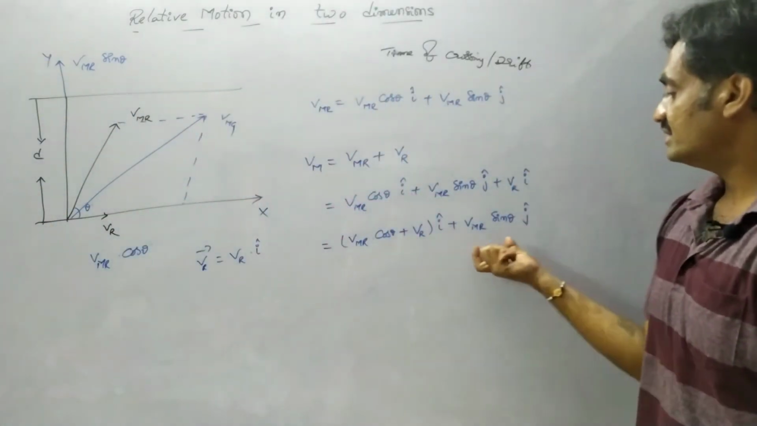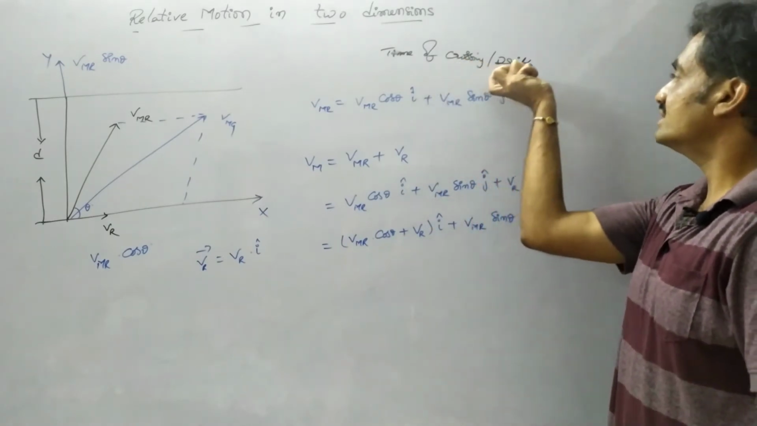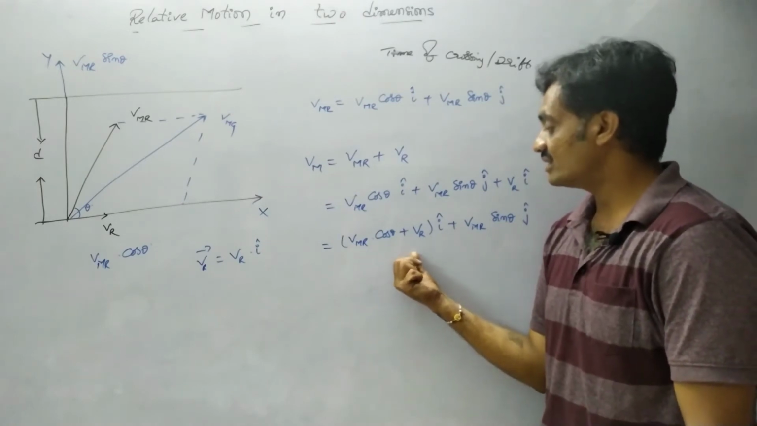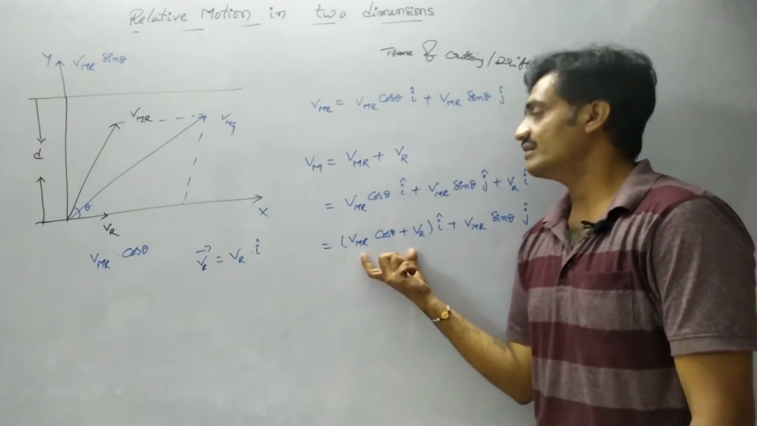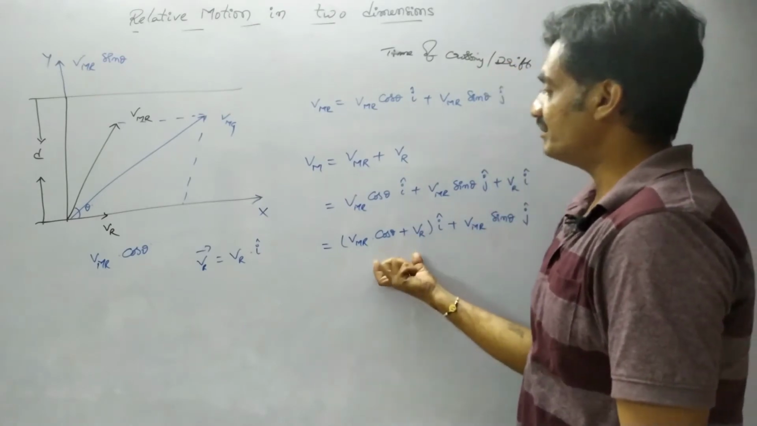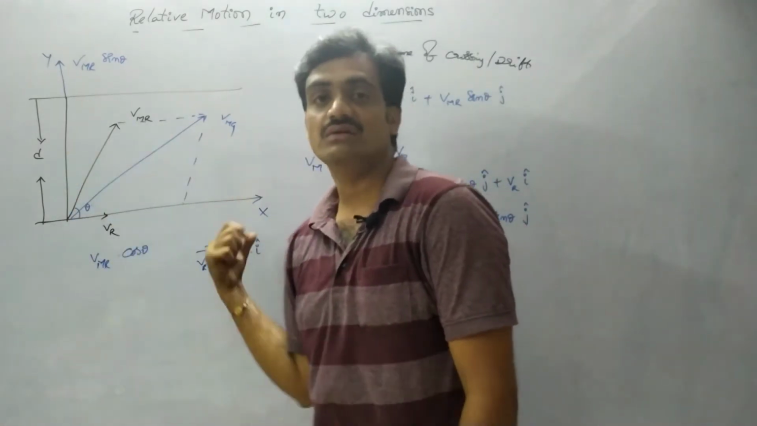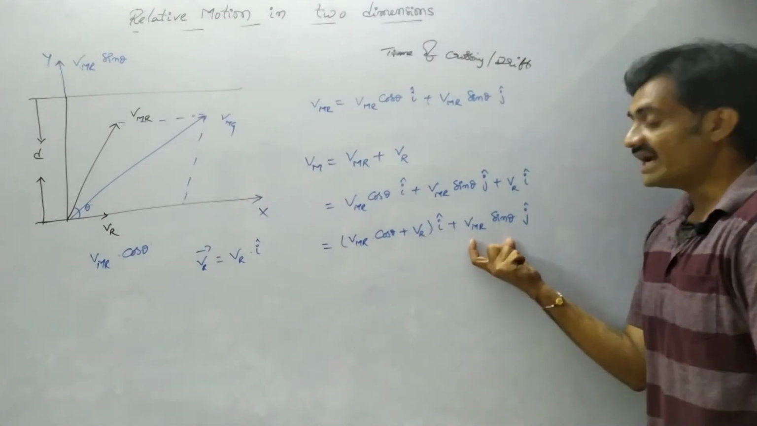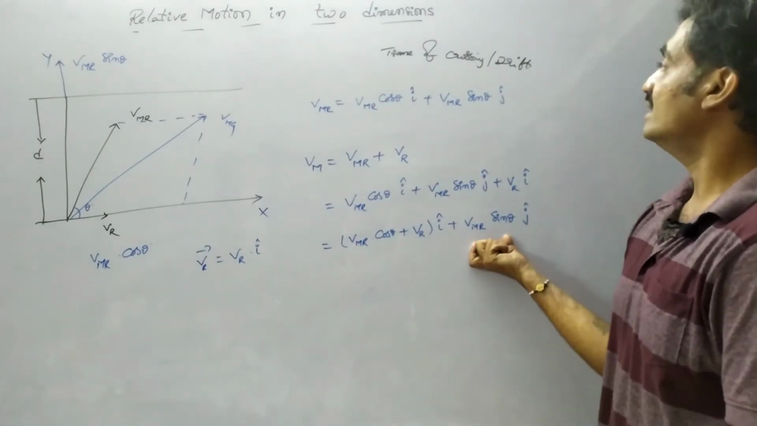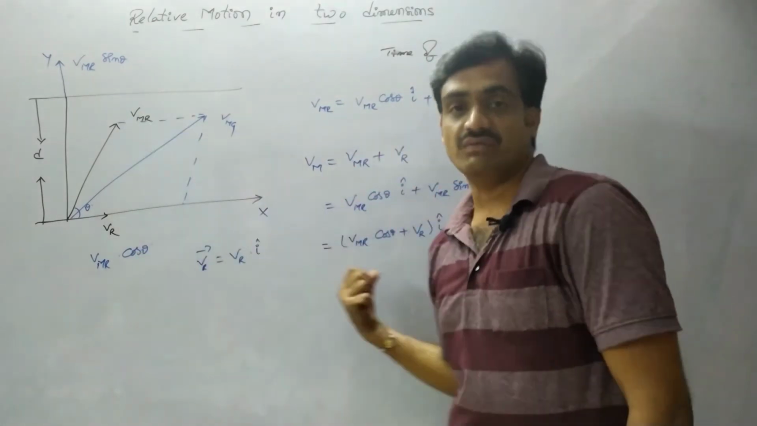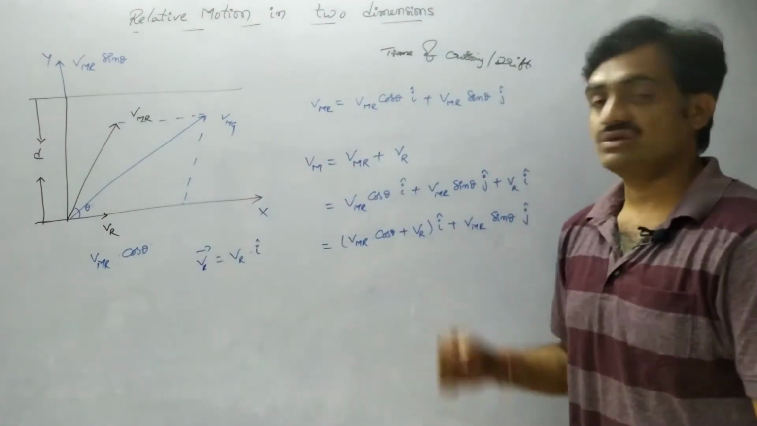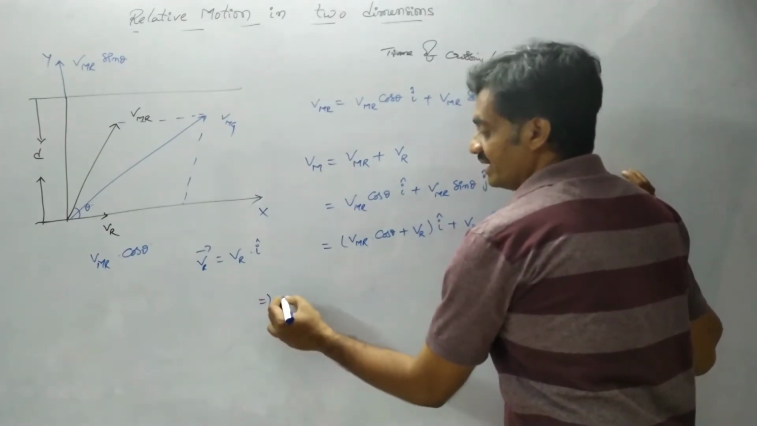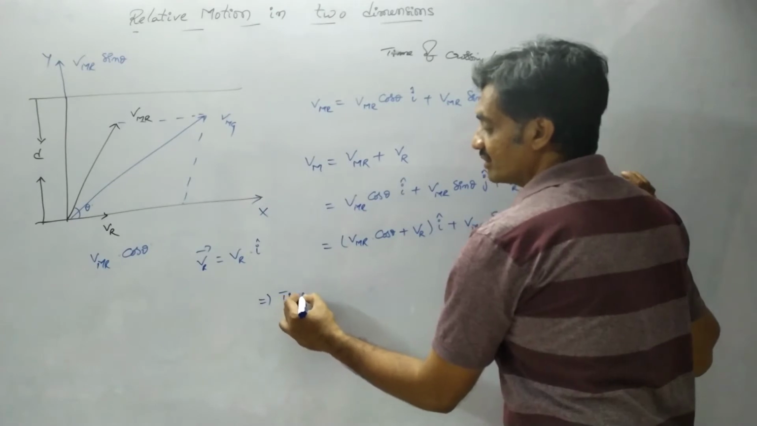Now based on this, we can represent the time of crossing as well as the drift. Based on the velocity v_mr cos theta plus v_r, we can represent the drift of the man with respect to river, whereas by using the other velocity we can represent the minimum time of crossing the river. So now we have to represent the minimum time taken by the man in order to cross the river.